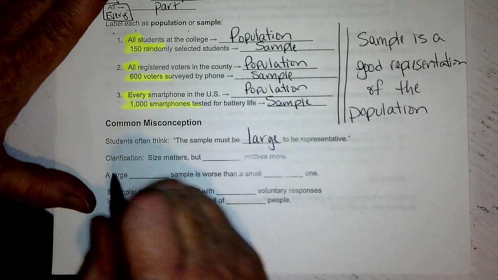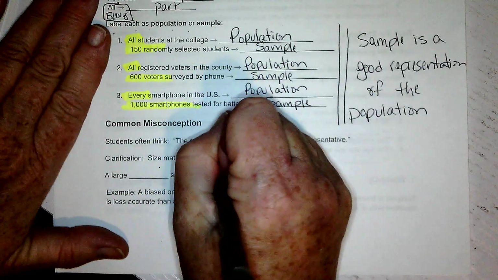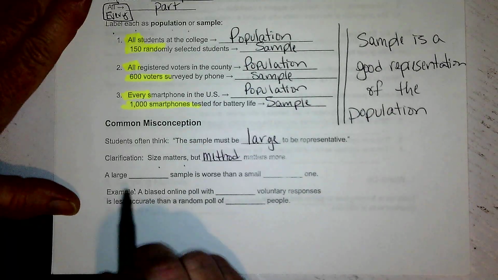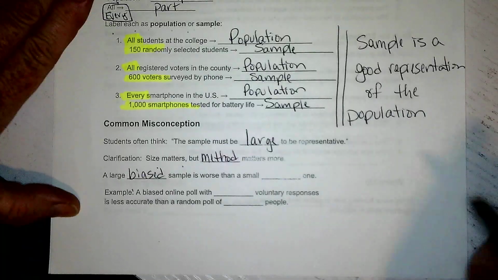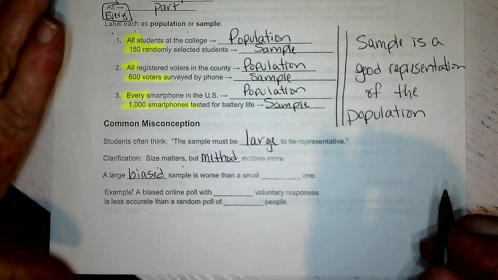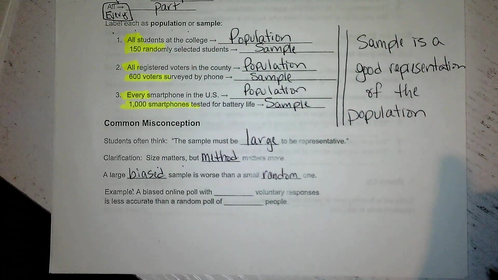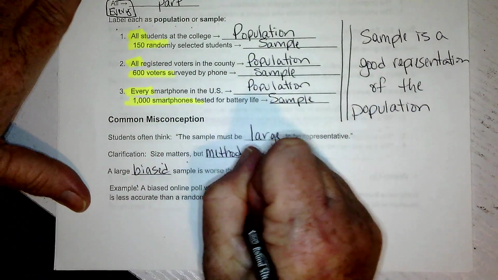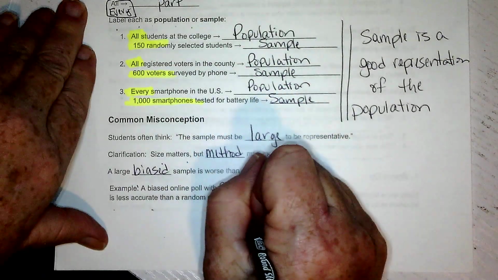Okay. Clarification: size matters, but method matters more. A large biased sample is worse than a small random one. Random is always the better way to go. Okay. An example: a biased online poll with 20,000 voluntary responses is less accurate than a random poll of 800 people.